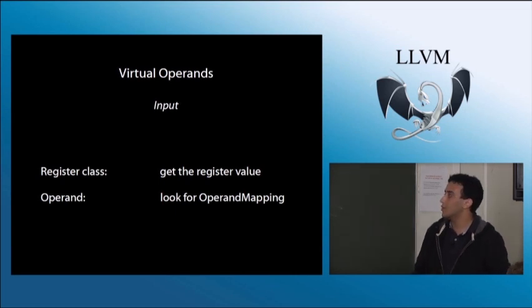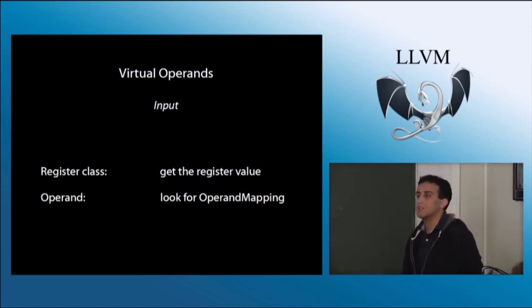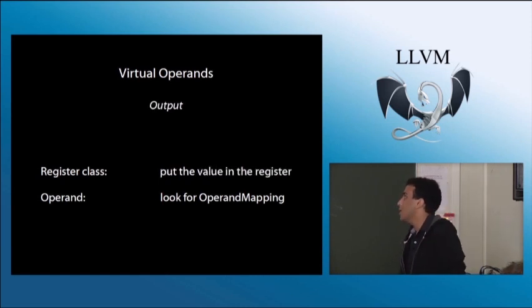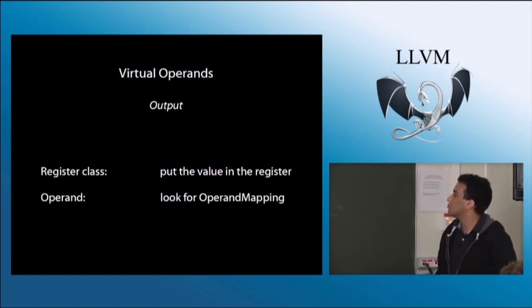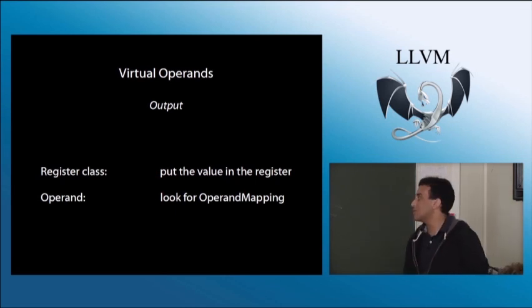Virtual operands are a way to map. In this case, we have input operands. For instance, when we encounter a register class, like the GR32 in the sub x86 instruction, the semantics of the register class operand is that we get the register value. If we have the TableGen operand class, we look for the operand mapping, and we'll see exactly how we define the operand mapping. For output operands, it's basically the same. For operand classes, there's the operand mapping. For register classes, we put the result back in the register.